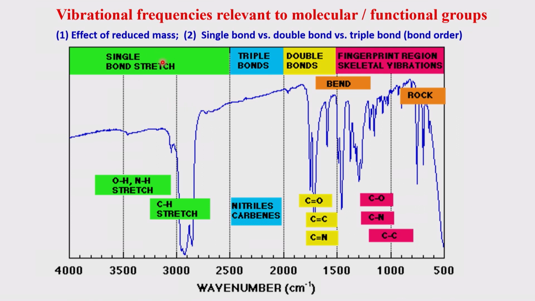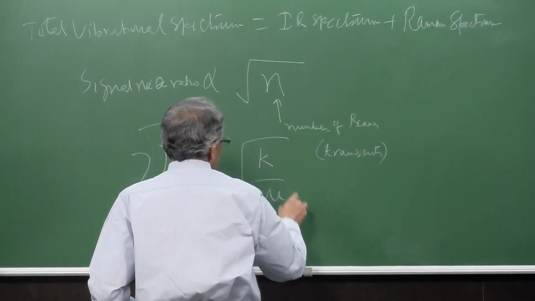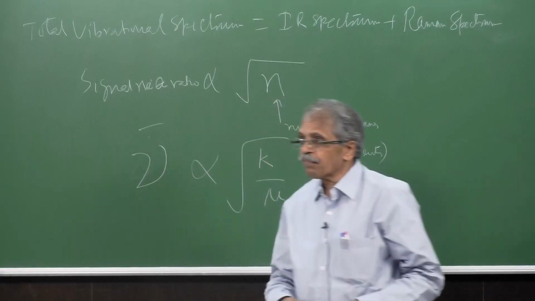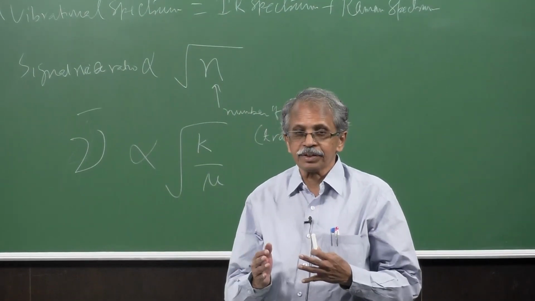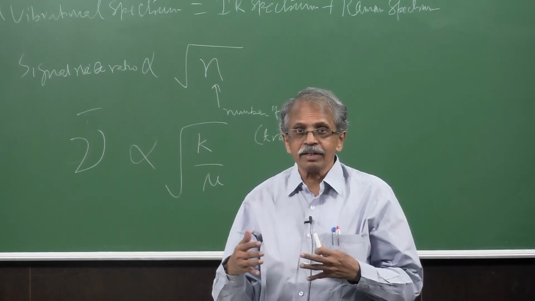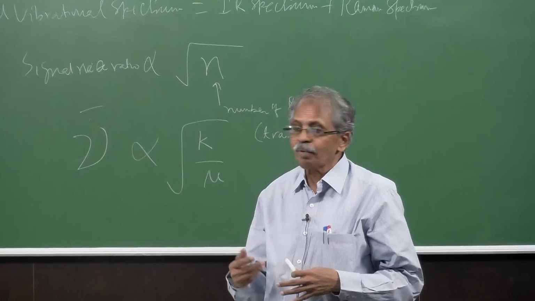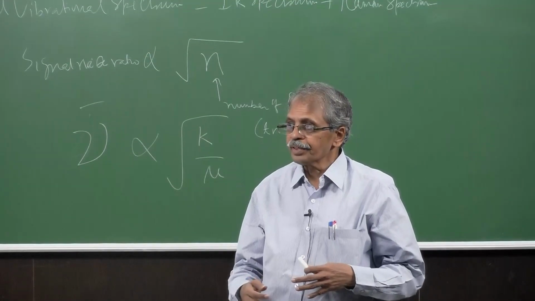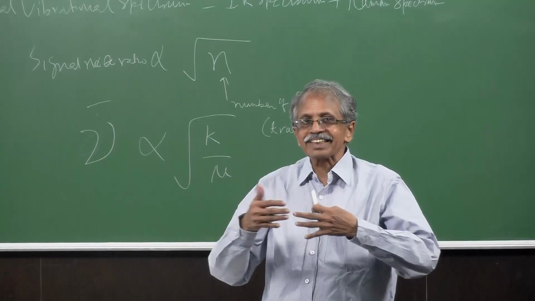I have already talked to you about the frequency. It is proportional to the square root of k by mu, where mu is the reduced mass and k is the force constant. Therefore, you should see what atoms are involved in that vibration, whether the vibration is stretching or bending, and how much variation in the mass can affect it. The second thing is the force constant, the strength.